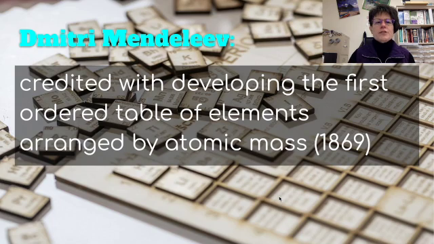Now, the one you might actually be familiar with is Dmitri Mendeleev because he's credited with developing the first ordered table of elements, arranged still again by atomic mass. They did not know anything about the atomic number, about protons, in 1869. And the interesting thing about Mendeleev's periodic table is there were gaps in the table. And so he predicted that there were missing elements that would be discovered at a later time, and his predictions were correct. They later found elements that fit in the spots that he had said there should be one.